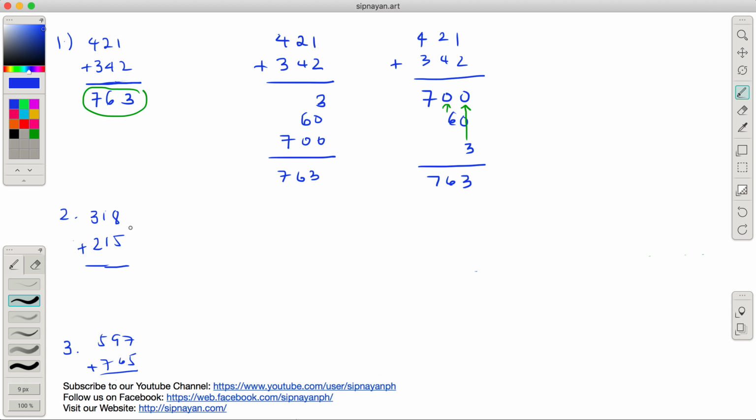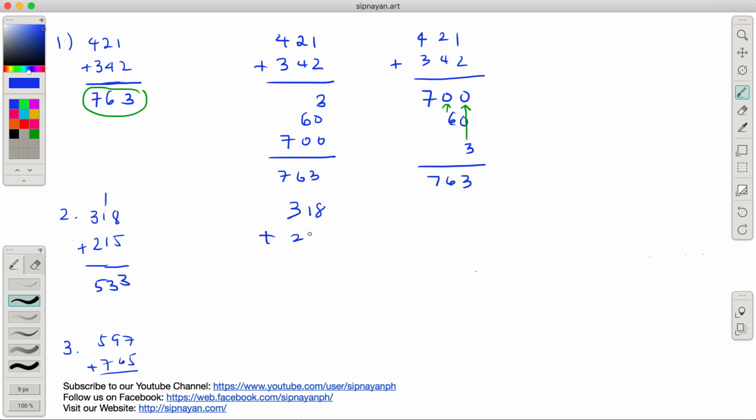Okay, paano pag may magki-carry tayo? 318. Of course, dun sa natutunan natin sa school, 8 plus 5, 13, carry 1. This is 3, and then 3 plus 2 is 5. Meaning 533. Di ba?